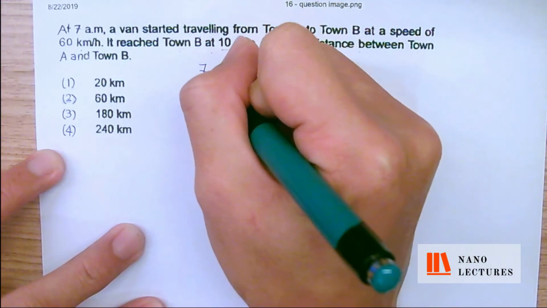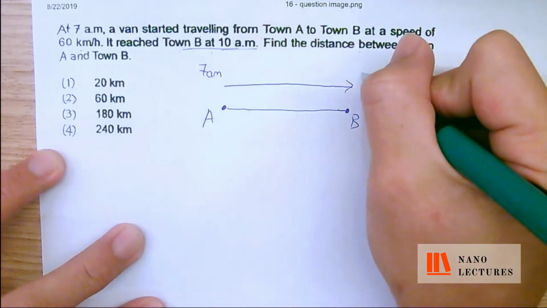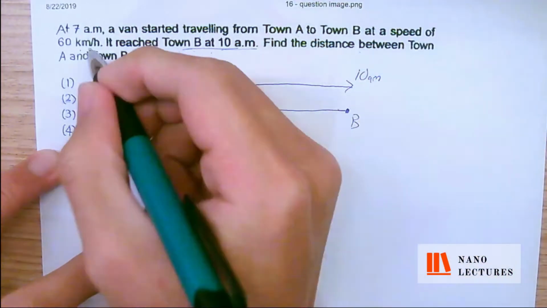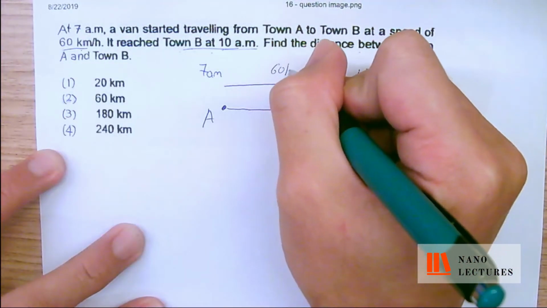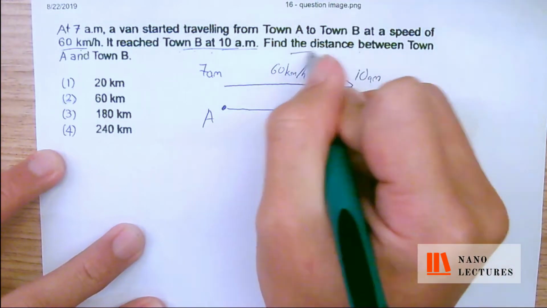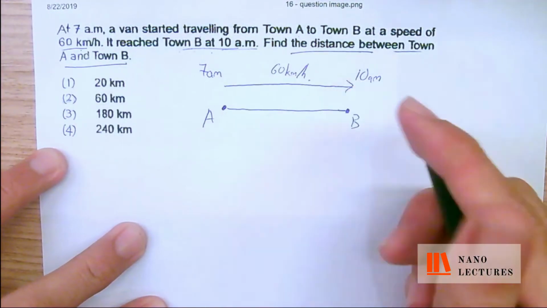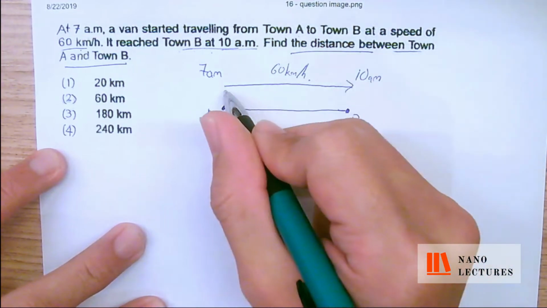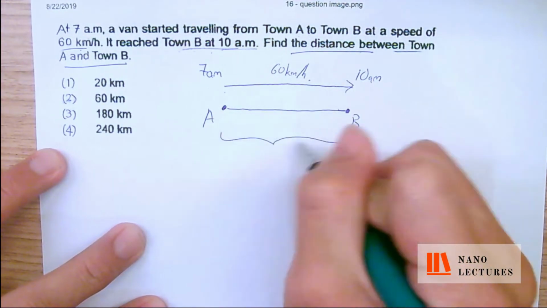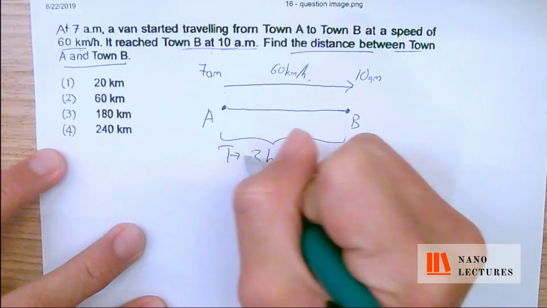7 a.m. and it reached town B at 10 a.m. and the speed is 60 km per hour. Find the distance between town A and B. So for this one, find the time taken first. The time taken will be in between 10 a.m. to 7 a.m. What's the time taken? 3 hours, right? So T will be 3 hours.